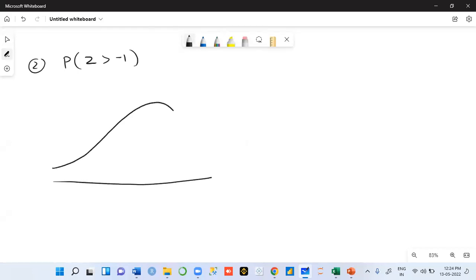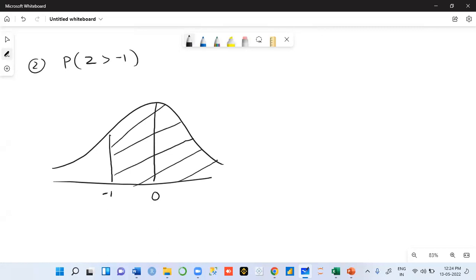Okay. Center is 0. This is minus 1. We are saying all Z values have to be greater than minus 1. So we're talking about this entire area. How much is this area? 0 to plus 0.5. How much is this area?